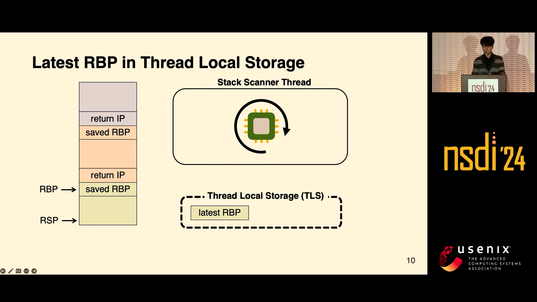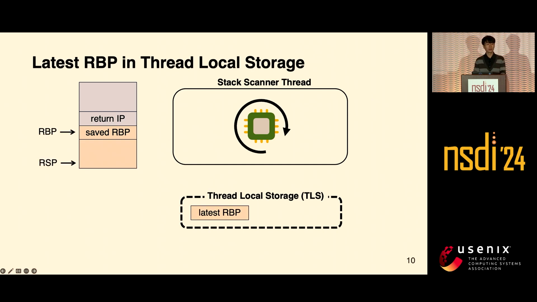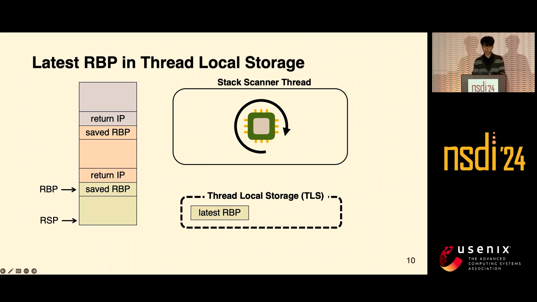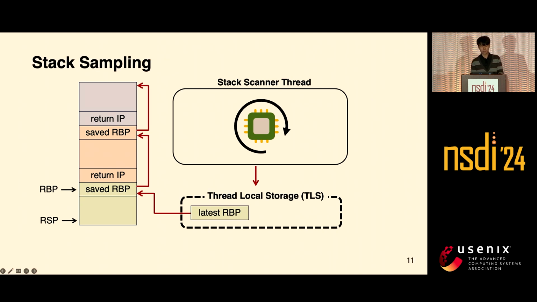To address this challenge, we modify the compiler and keep track of the latest RBP at a designated memory region in the thread local storage. It updates the latest RBP in the TLS whenever the function returns, or a thread has a new function call. Through this latest RBP in the TLS, which is located at a known address, the stack scanner thread can fully traverse the stack frames of the application thread.